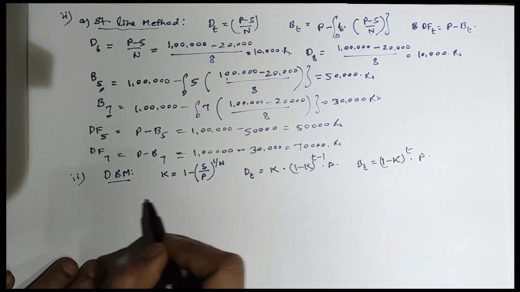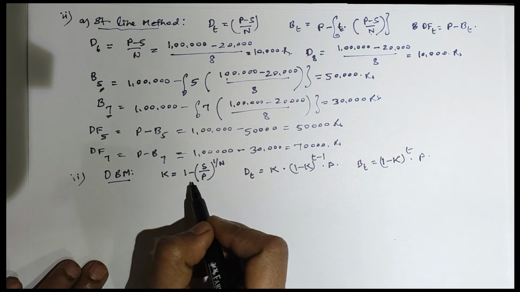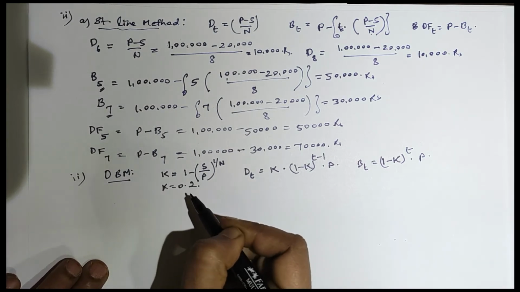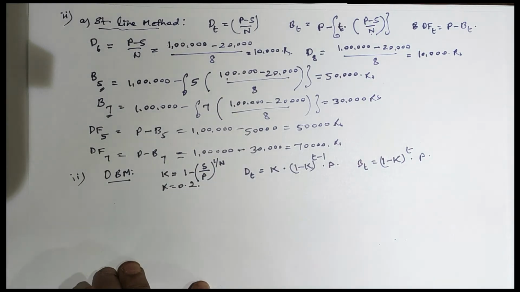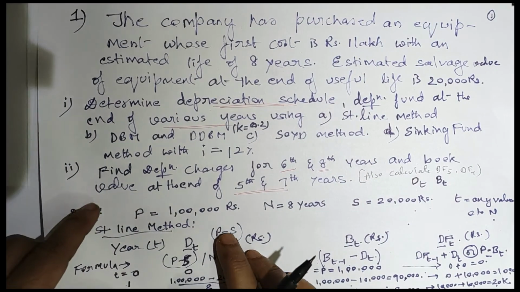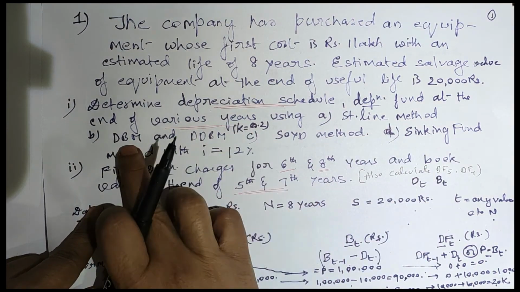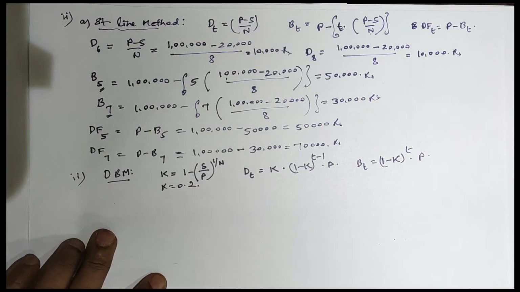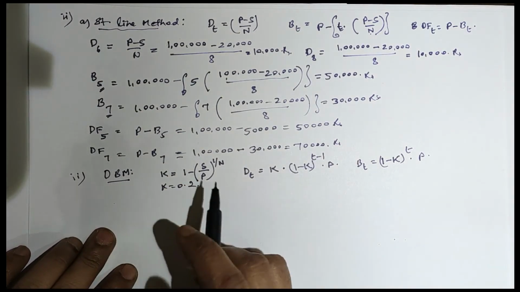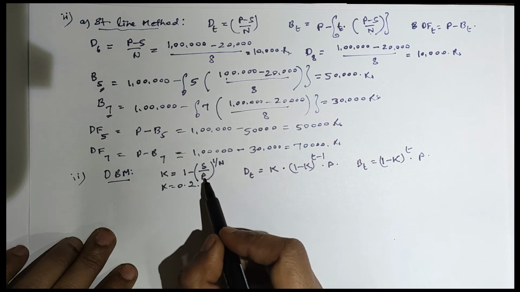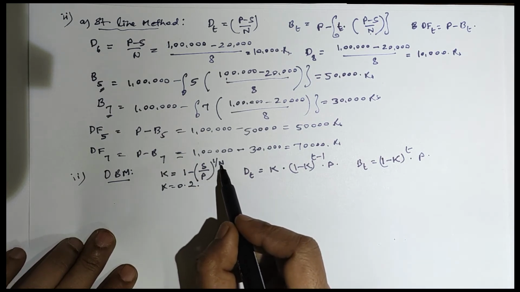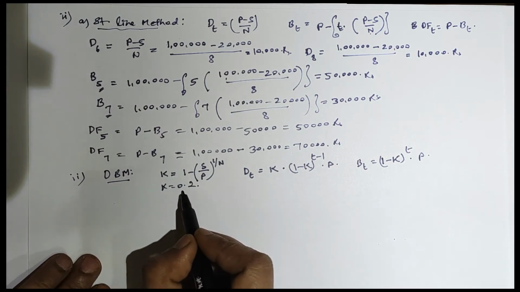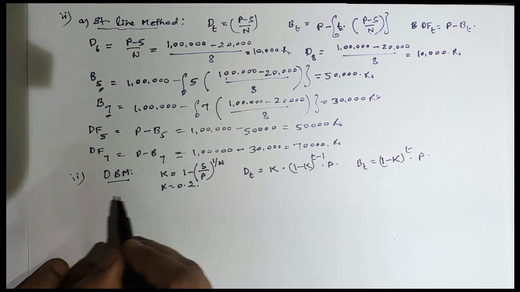So let's calculate now. The K value, no need to calculate, it's already given. K is equal to 0.2. In this problem, K value is given as 0.2 for DBM. So that is why no need to calculate. If not given, as I already mentioned, use this formula and calculate (1 minus 20,000 divided by 1 lakh) raised to the power 1 by 8. Only if K value is not given, you use this.